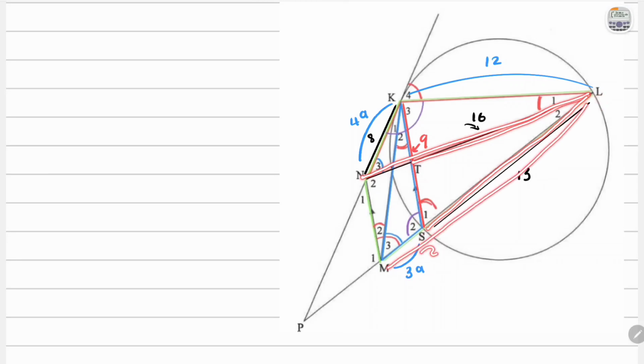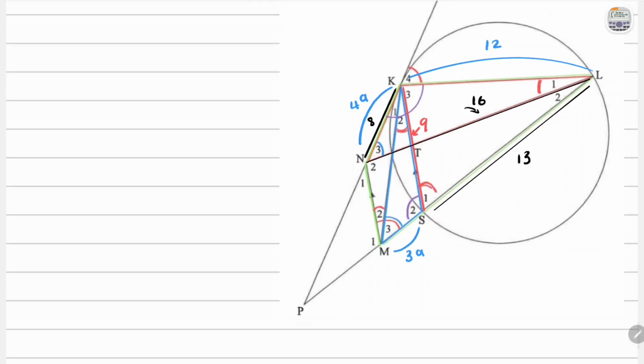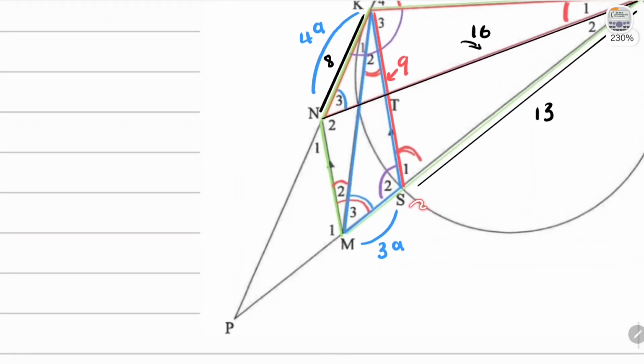Okay, and that's where the struggle seems to be. We just need to find the full length of LM. If we can find that, then this is sorted. So to find LM, we need MS.